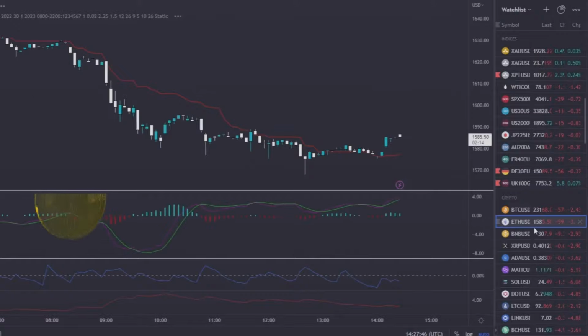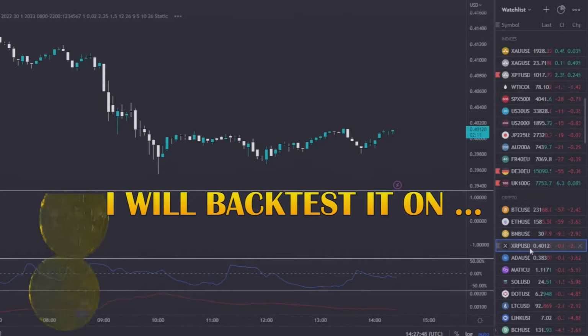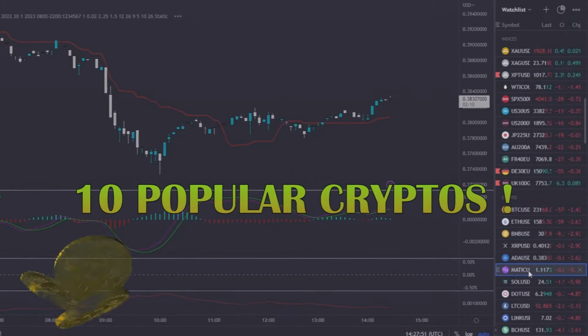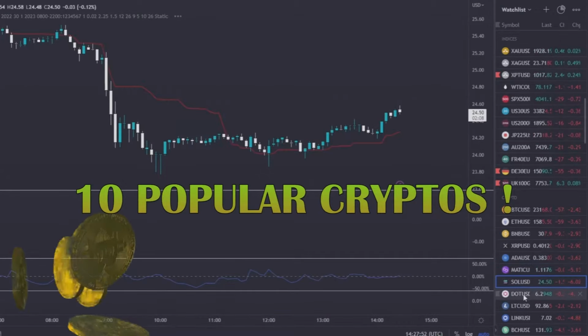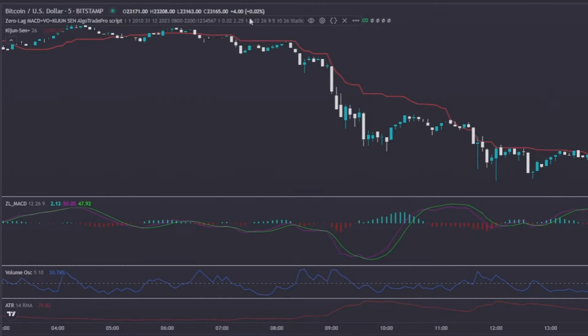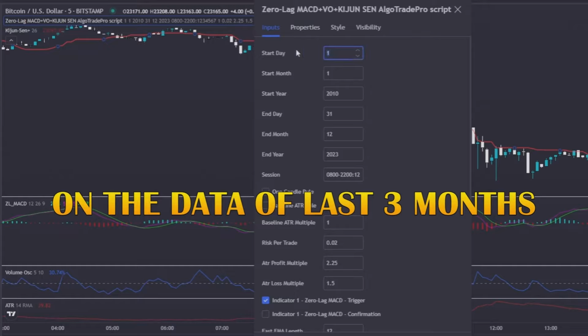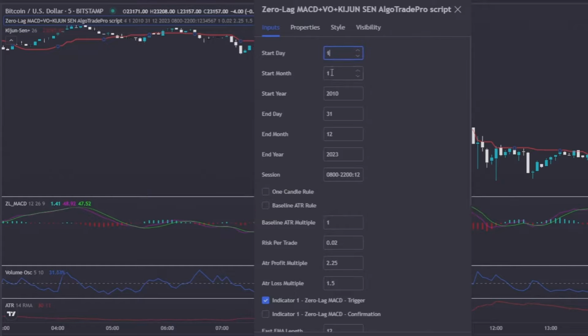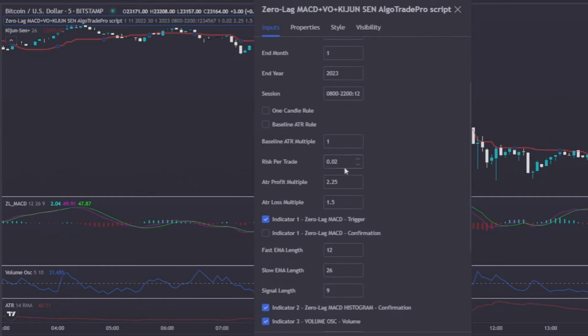For the backtest, I will apply this scalping trading strategy on 10 of the biggest cryptos that all of you can easily find. And I will use the data from the last 3 months, so I will tell the backtesting bot to start the backtest on the 1st of November 2022 and end today. I will also tell it to use a 2% risk per trade.